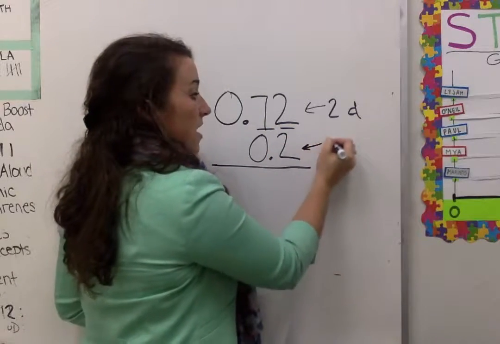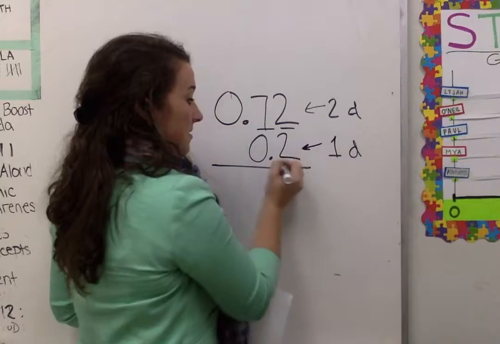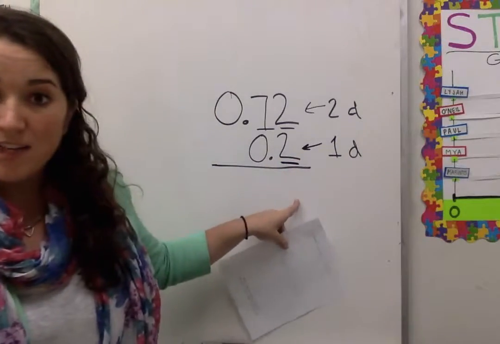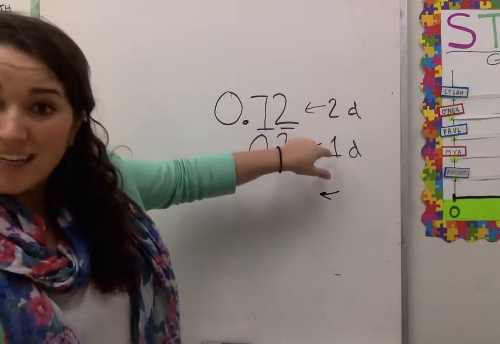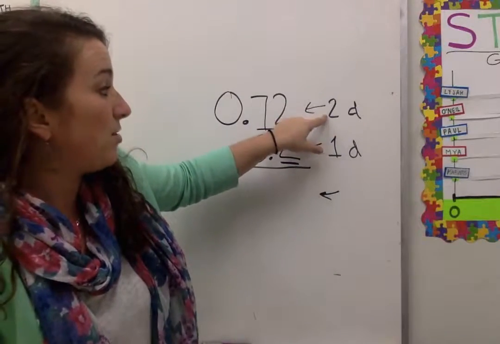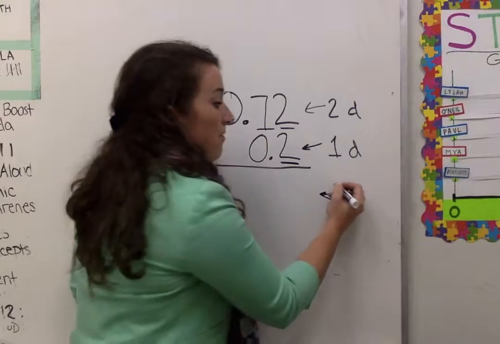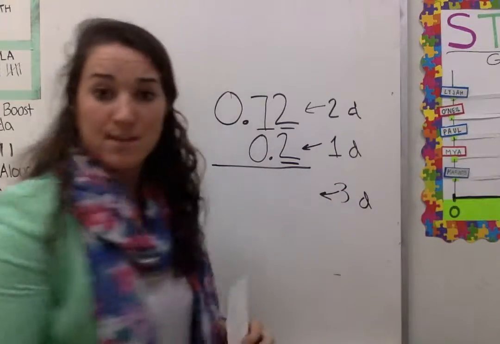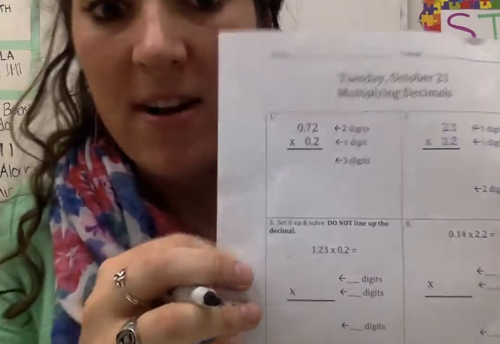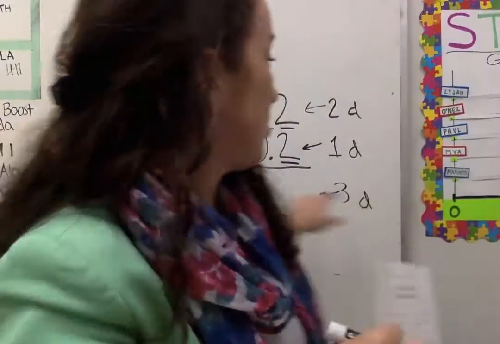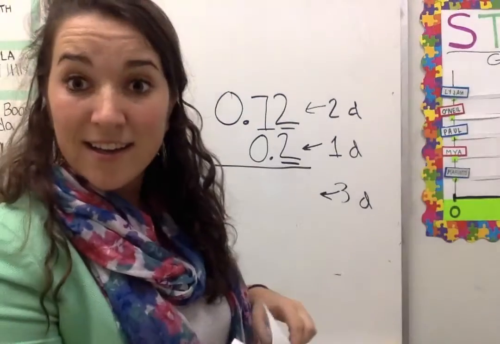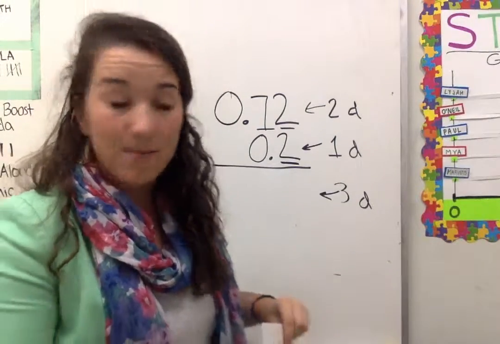This one has 1 digit, the 2 behind the decimal, and then for our answer, we add the total number of digits. So we have 2 digits and 1 digit, so we'll have 3 digits behind the decimal in your answer. Remember, that is already written in for you. So 2 digits, 1 digit, 3 digits, because 3 is 2 plus 1. Now we're just going to multiply normally.